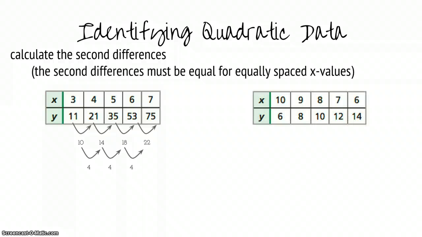I'm going to give you this one. I want you to try it. Draw that little table, start calculating some differences. You can do this. I'm going to tell you right now that for sure the x's are equally spaced. They're spaced by -1, -1, -1, -1. It's negative, but it is equal spacing. So what did you come up with?